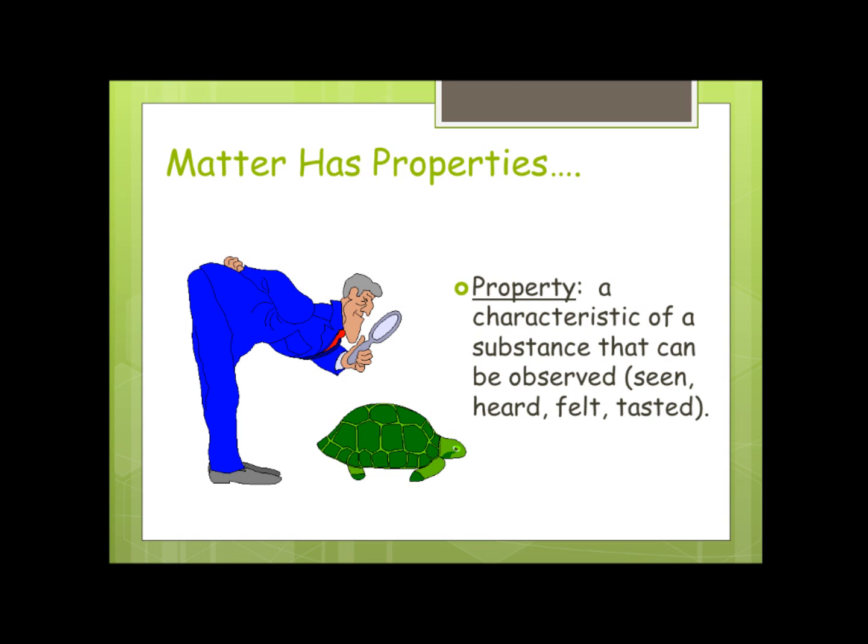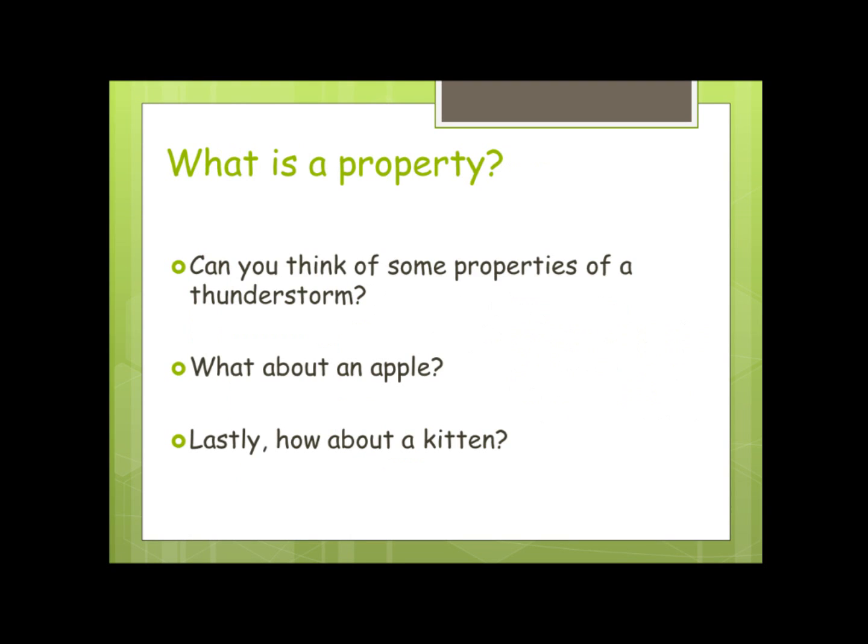Now I want you to take a second. You don't need to write this down, but it's just to practice figuring out what a property is or what kinds of things have certain properties. Think of some properties of a thunderstorm, then an apple, and then a kitten. All of these should have very different properties, but they also might have a couple of the same properties. I'm going to pause, and I want you to figure out at least a few things about a thunderstorm, an apple, and a kitten.